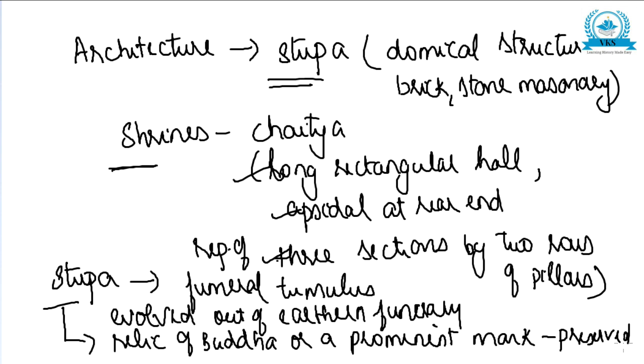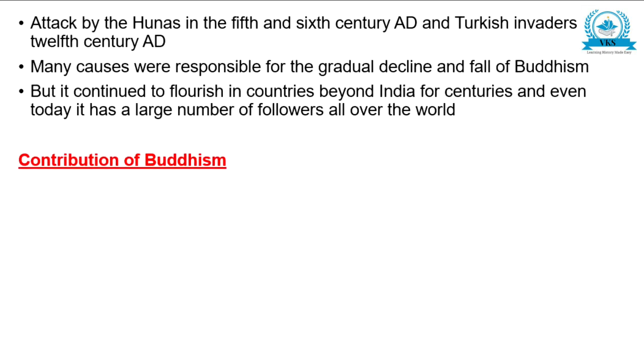So the stupa was a conventional representation of a funeral tumulus and evolved out of an earthen funerary mound in which the relics of Buddha or some other prominent Buddhist monk will be preserved. So all these were the contributions in the field of architecture. Buddhism had given a lot of contributions in different fields. We have just seen a few of them. So now let us go through the points which we have studied till now.